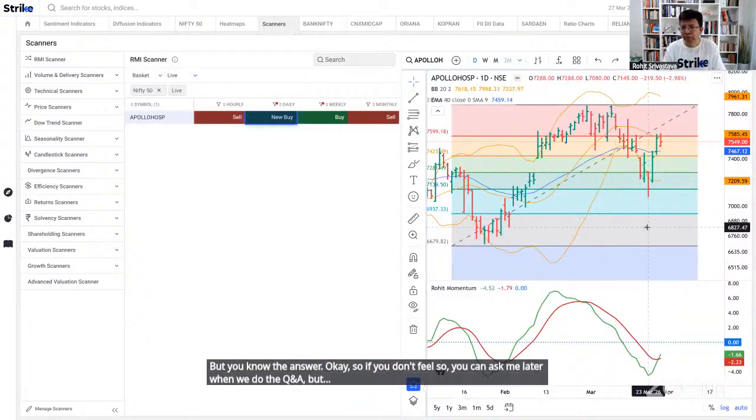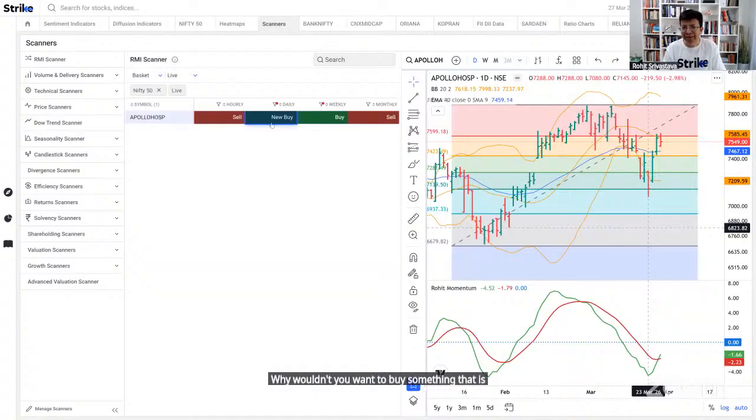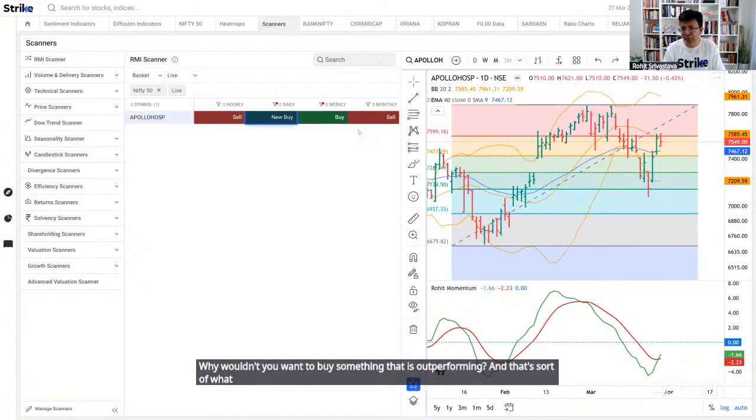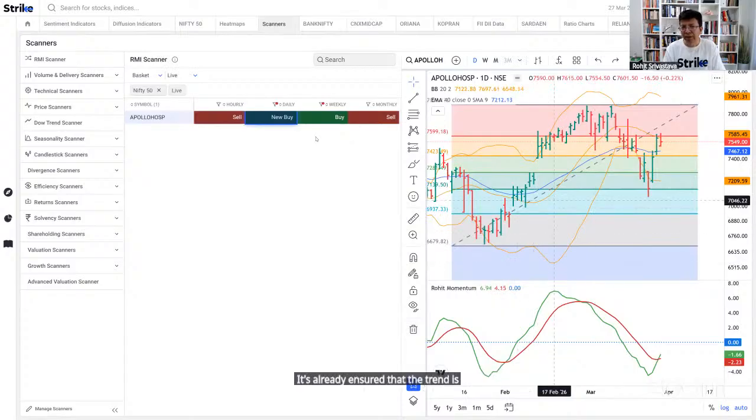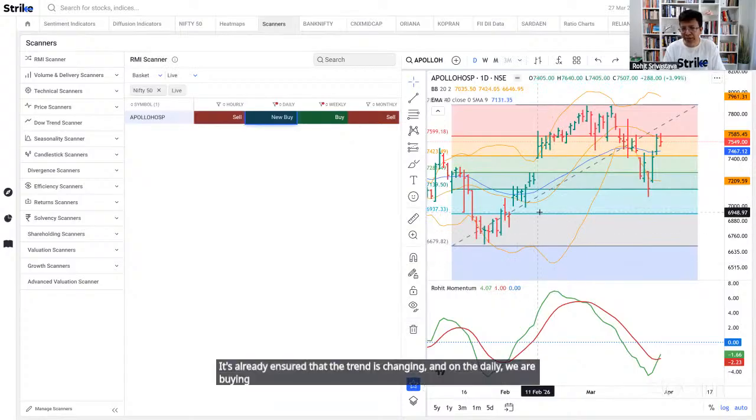But why wouldn't you want to buy something that is outperforming? And that's sort of what a 2 time frame scan does. Because if the weekly is already bullish, it's already ensured that the trend is changing. And on the daily, we are buying something on a different time frame.